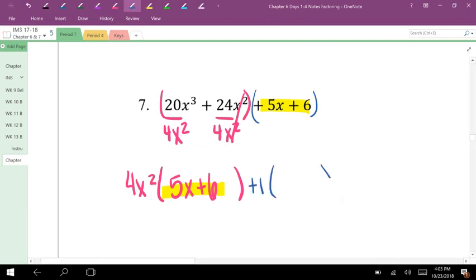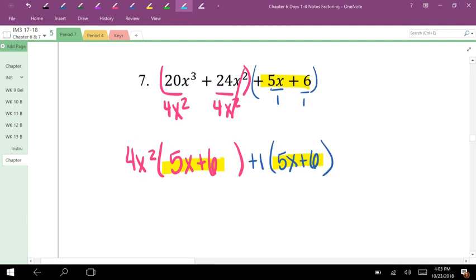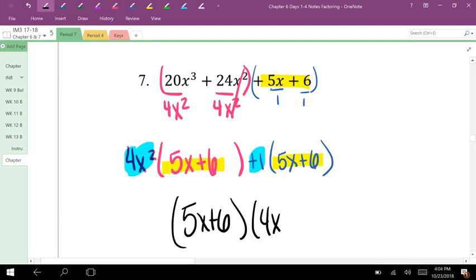So I'm going to bring out a 1. If you want to write out 1 here to stay organized, you can, but 1 is the only factor that goes into 5x and 6. And then that leaves us with 5x plus 6, which is what we want because now they're the same. And on the outside, we have 4x squared plus 1. So my final answer would be 5x plus 6, and then 4x squared plus 1.